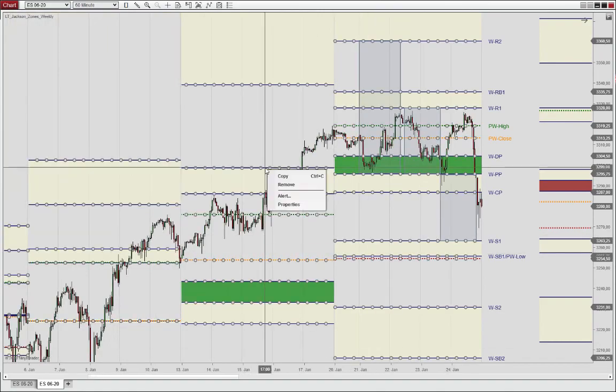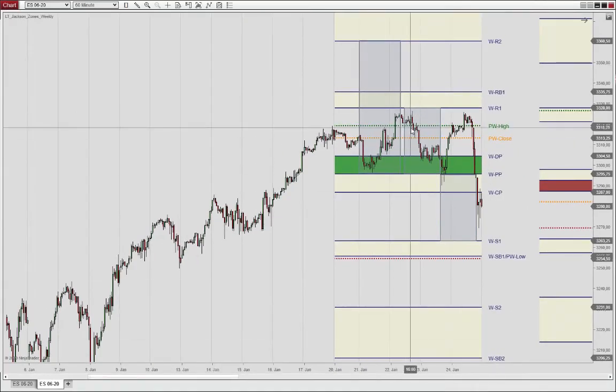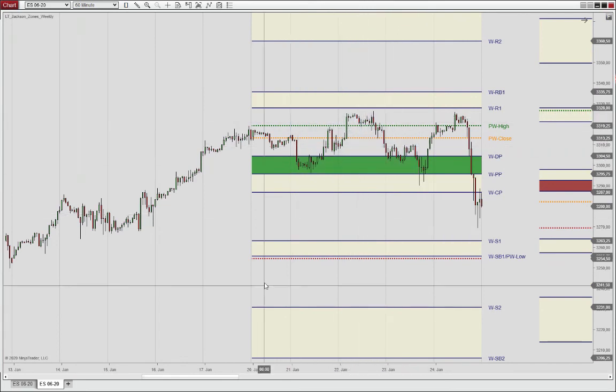Another feature here is to turn off these prior weeks, and by doing so we will only see the pivot levels for the current session. It cleans up the chart quite a bit, makes it easier to read. Okay, so that is what I had prepared for today.